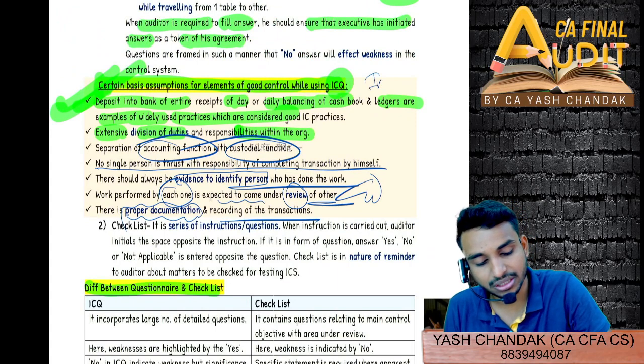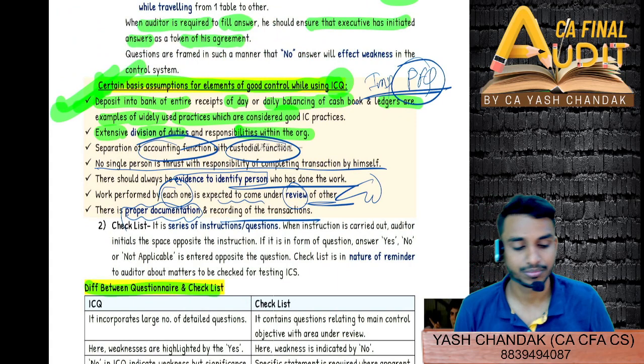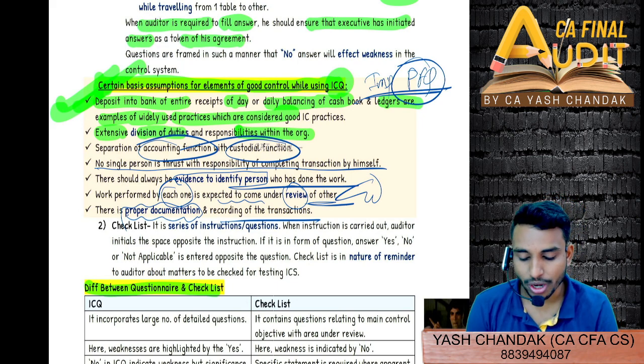So it's an important mark. This can be asked as a probable future question anyway. And the points are more or less the same.